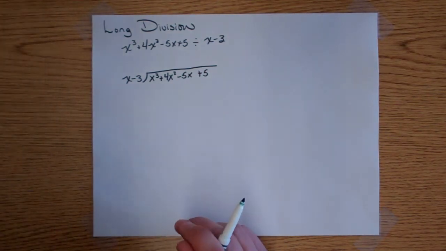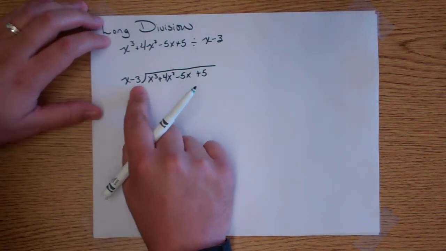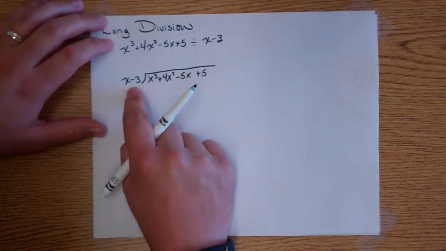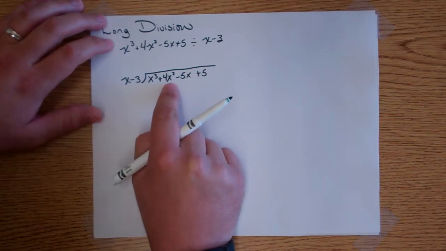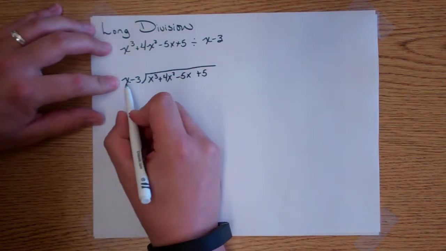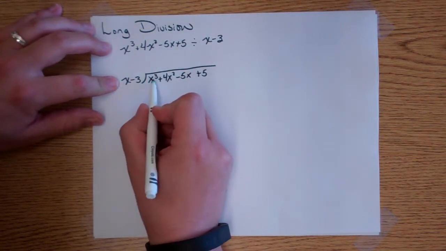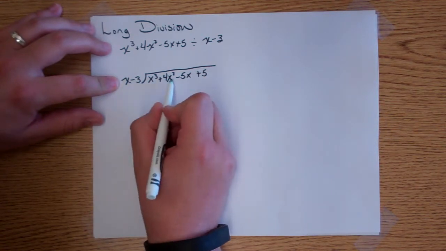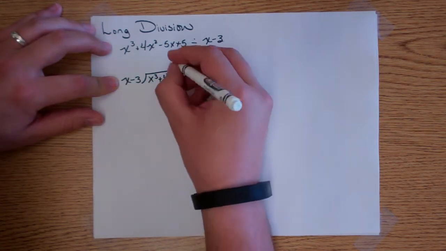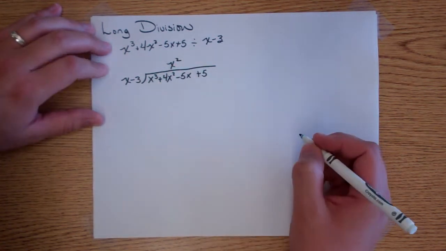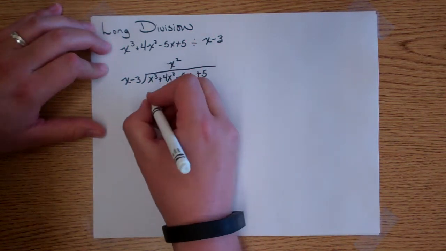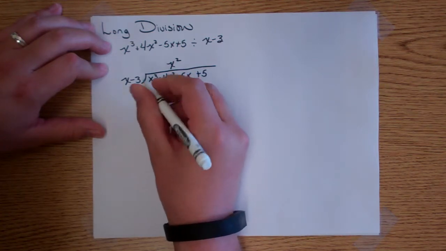Now the fun starts. Alright, how many times will x minus 3 go into x cubed? Well, it won't. So what about x minus 3 into x cubed plus 4x squared? Alright, so just the first two terms. Well, if you multiply this by x squared, you get x cubed, and here you get a negative 3x squared. So that means that x minus 3 will go into x cubed plus 4x squared x squared times.